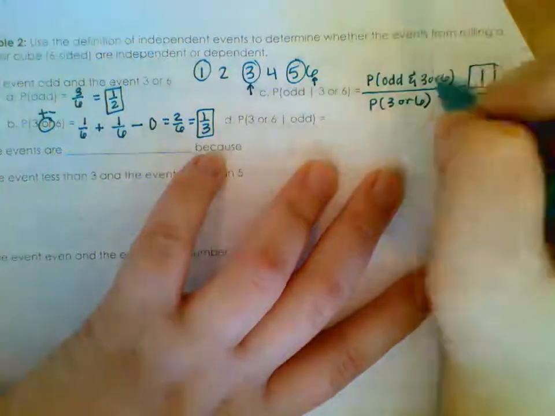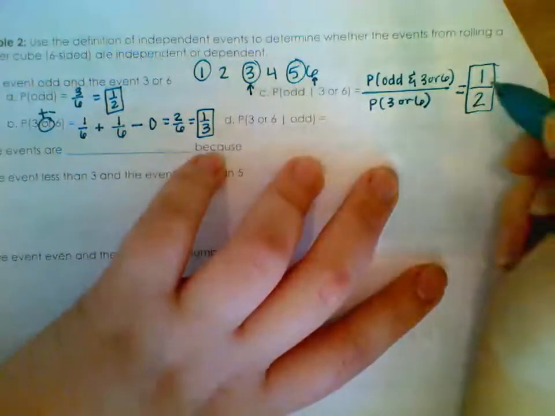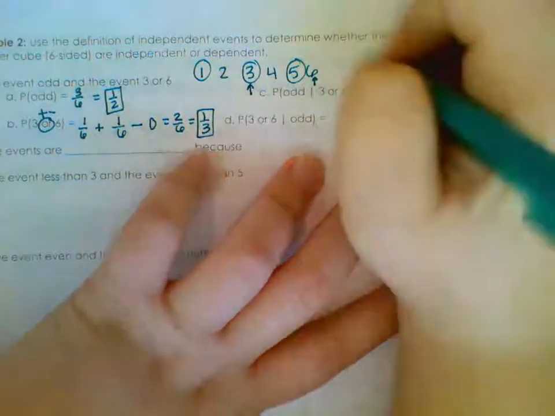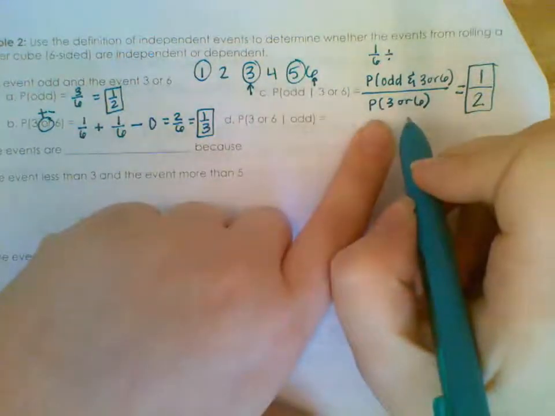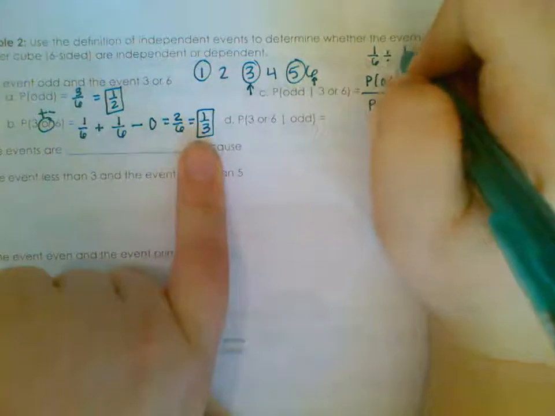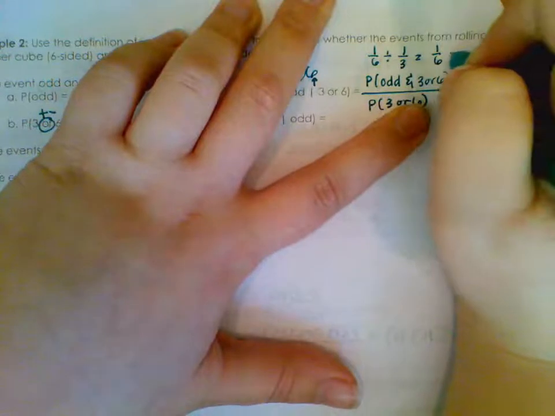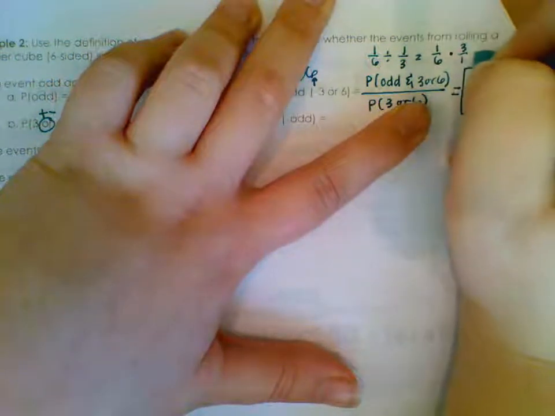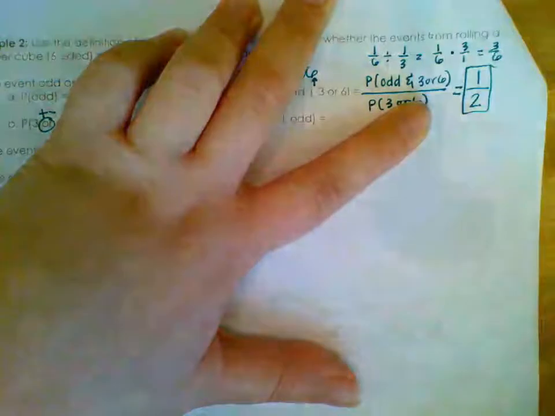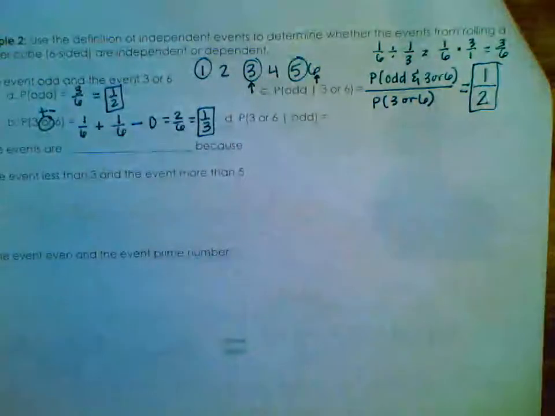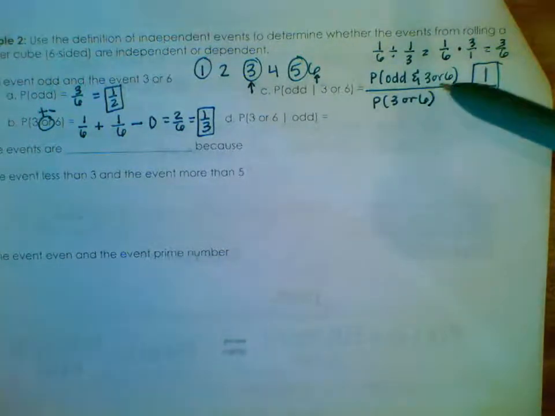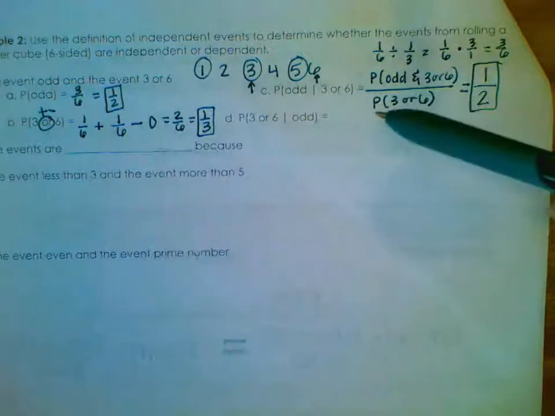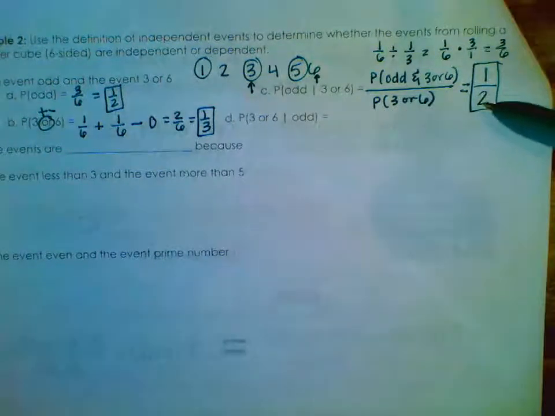But what you're really doing is you're dividing those fractions like we did a couple weeks ago. So odd and 3 or 6, that's 1/6. And then we're going to divide that by 3 or 6, which we just found was 1/3. Remember, when you divide fractions, that's keep, change to multiplication, and flip. That's 3/6, which reduces to 1/2. So this is the true math that is happening, but we're just kind of using a shortcut. How many numbers are odd and 3 or 6? That's one number. How many numbers are 3 or 6? That's 2 numbers.